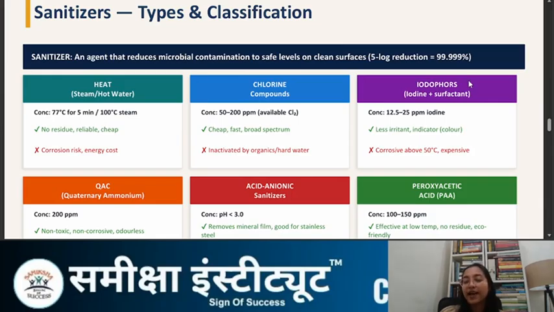Then next is iodophores. Iodophores means iodine and surfactants together. The concentration is 12.5 to 25 ppm iodine liberated in the iodophores. Advantages include that it is less irritant and it is an indicator. So we can use the color change to ensure that the equipment is efficient. But there is also a disadvantage because it is very expensive and leads to corrosive action above 50 degrees Celsius. If the temperature is increased, it will lead to corrosion. So it also has a harmful effect.